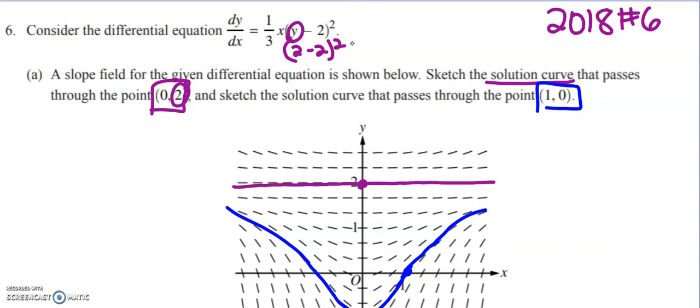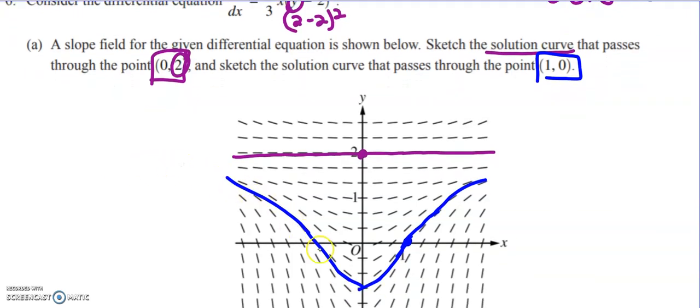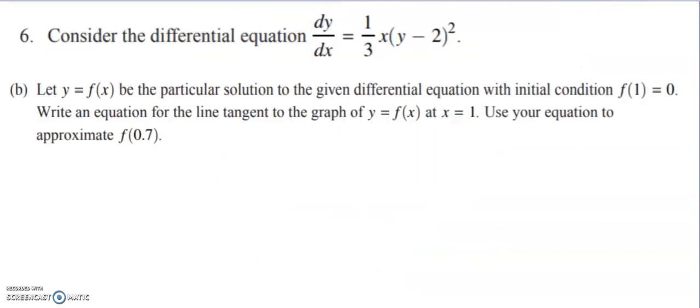Now, scoring-wise for this one, they talk about just the general shape. So the purple one, you did for sure have to have a perfect horizontal line. For the blue one, it was something about the general flow, is how they described it. Definitely needed to have a turnaround point down here, positive over here, decreasing over here.